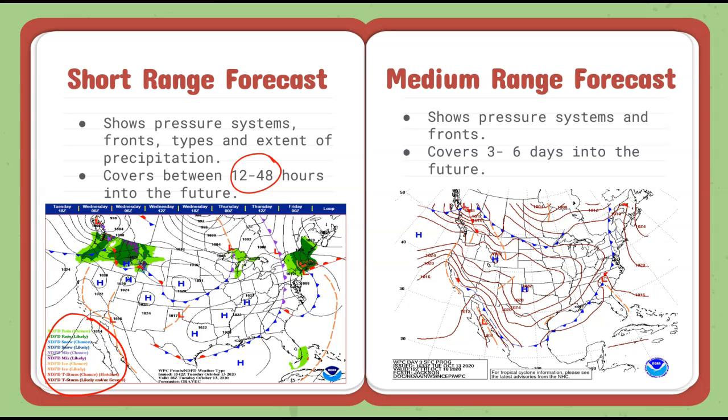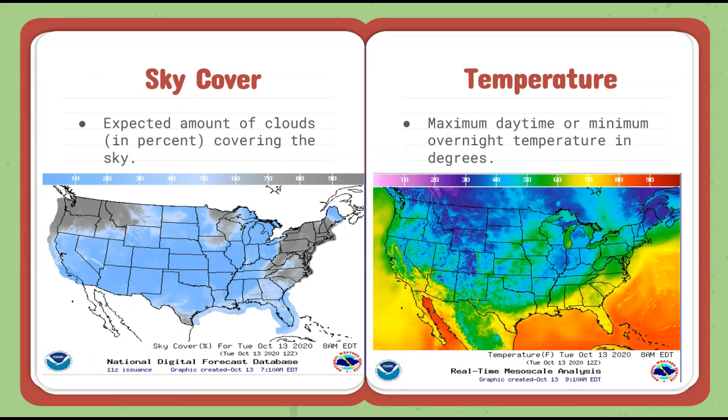Medium range forecasts show us pressure systems and fronts typically. They also will show us isobars as well. And a medium range forecast map covers roughly 3 to 6 days into the future. So a little bit larger of a time frame than the short range weather forecast.